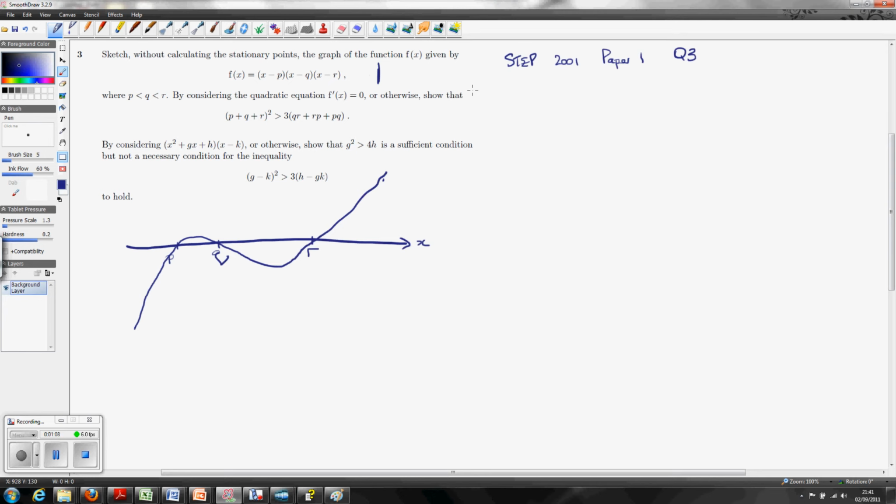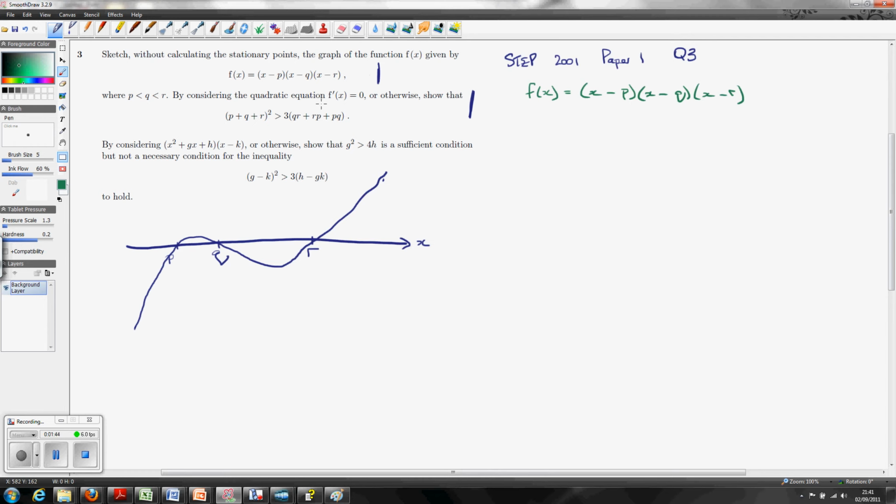Second part, by considering the quadratic equation f'(x) = 0, or otherwise, show this inequality here. I think in these questions they try to intimidate you with rather nasty looking algebra. Nevertheless, let's have a go. Let me change color, and let's write what f(x) equals: (x − p)(x − q)(x − r).